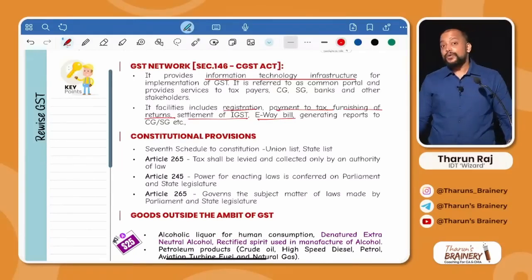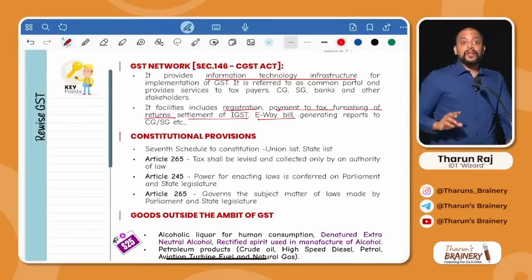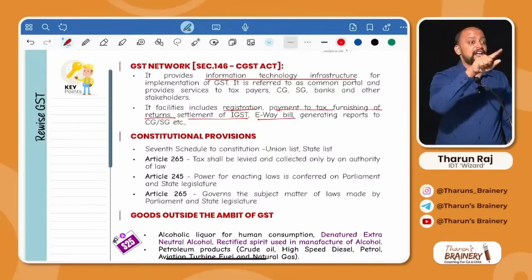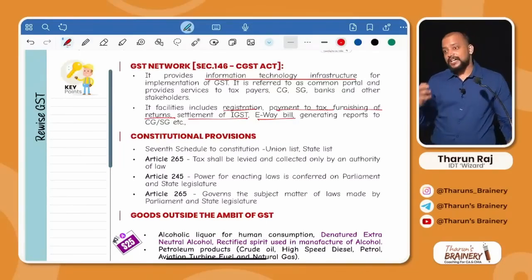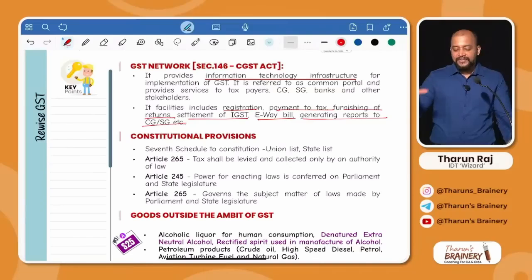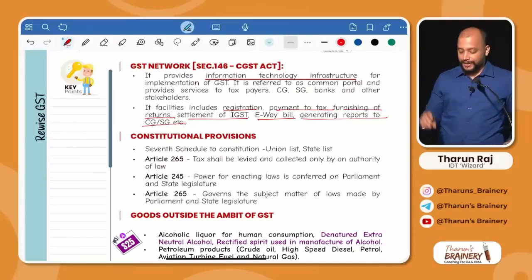And what is the penalty? This is general information. Once the goods are seized, we need to pay 200% of the tax as penalty to release the goods. So because the penalty is huge, almost everyone is now complying with the e-way bill provision, generating reports to the central government and state government. Okay. So these are the various activities of the GST Network.